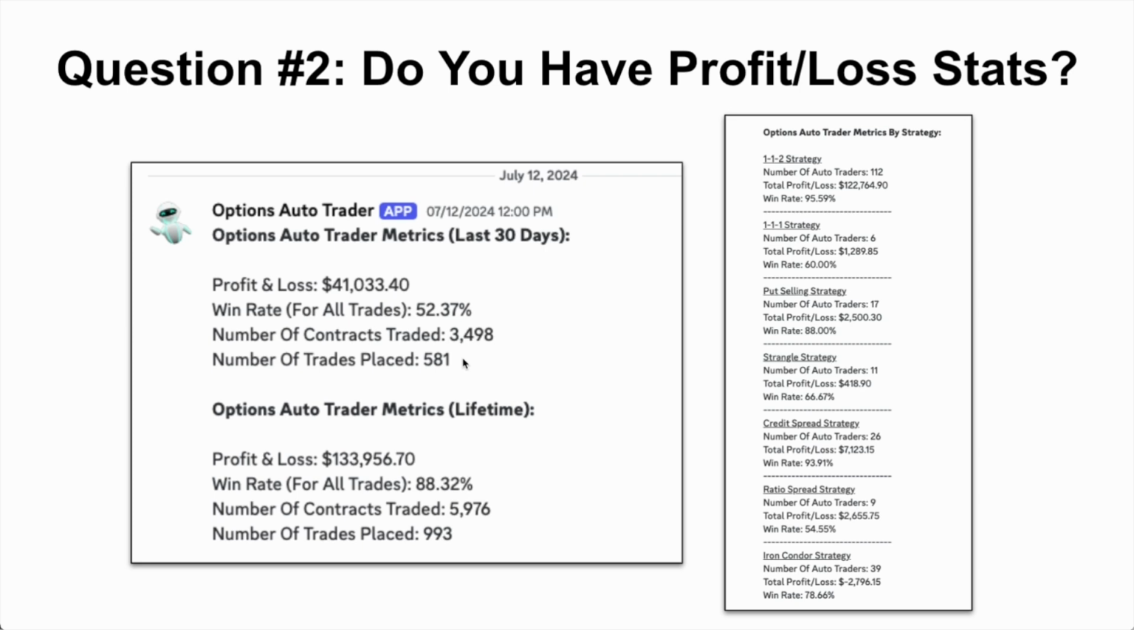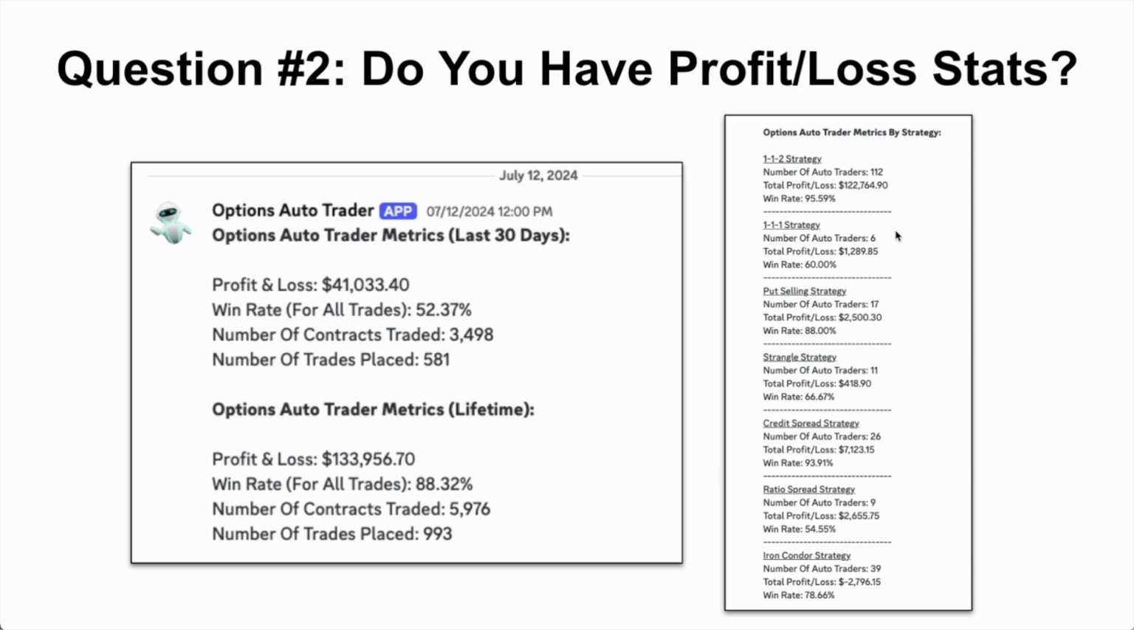And so again, that's why I love this tool, because the metrics of how our traders are using it back up that this works. If we look at the lifetime performance of all the members since starting this, and again, it's only been up for about four months now, all the traders combined, profits and losses combined, they've made $134,000. So if you're looking for a platform that actually makes money from automated trading, this is it. A win rate of 88% and almost 1,000 trades placed.